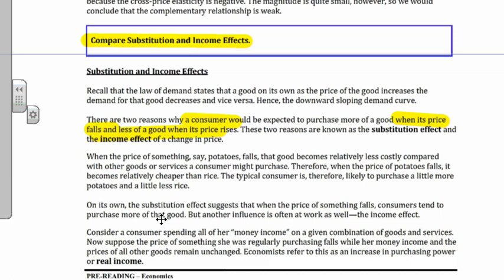Okay, by way of example, when the price of something, let's say for example potatoes, falls, it becomes relatively cheap or less costly compared to similar things that a consumer might purchase. So when the price falls, it's cheaper than rice, and what are you going to do? Well, I'll buy more potatoes, less rice, because that's the substitution effect. They're quite similar to me, so if it becomes a bit cheaper, well, I'll buy more of the cheaper one, less of the expensive one.